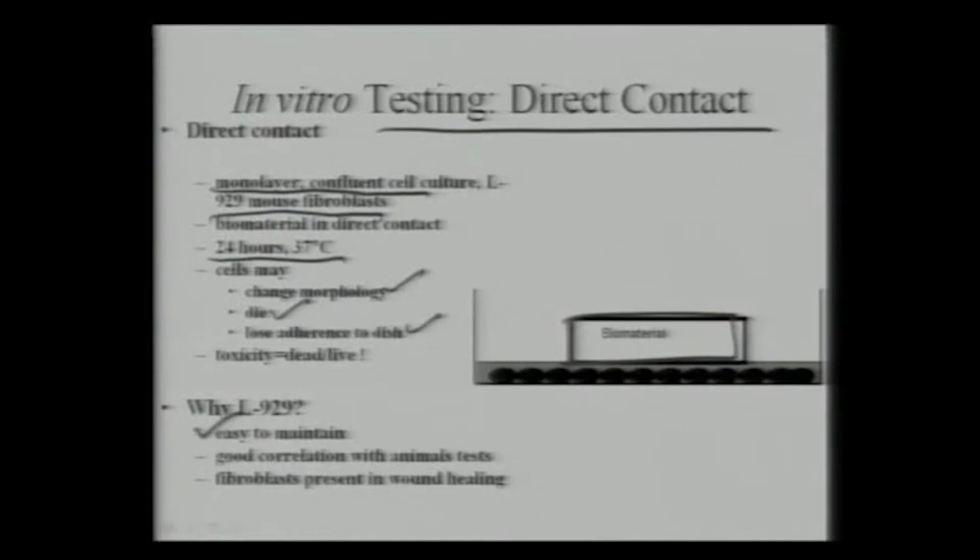Second one, people have found good correlation with animal test. Animal test means if you use the mouse fibroblast cell lines and you say that this material is in vitro cytocompatible, many times people have reported that the same material is also in vivo biocompatible. That means it is more like a 1-to-1 correlation. If it has good cytocompatibility with L929, it has good biocompatibility in vivo.